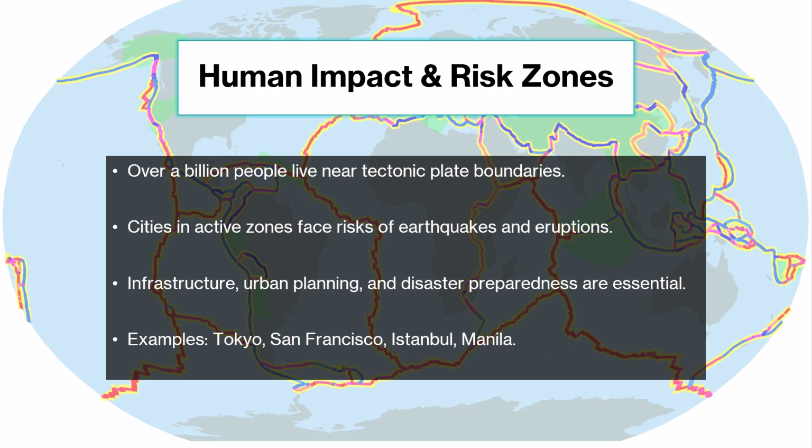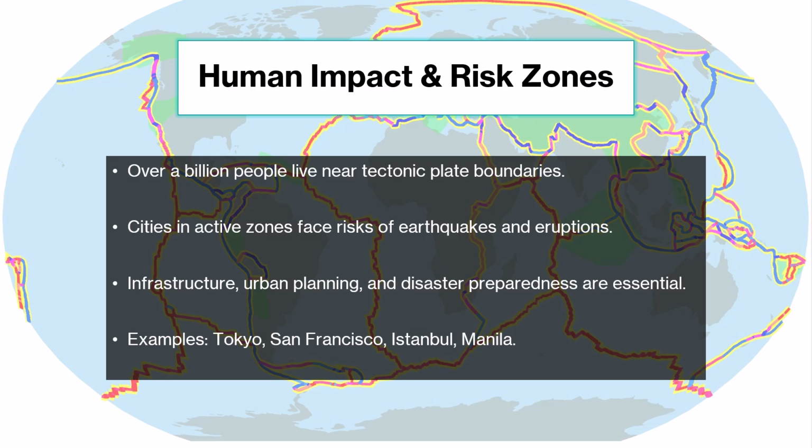Human impact and risk zones. Tectonic activity doesn't just shape the natural world, it directly affects human life. More than a billion people live near tectonic plate boundaries, placing them at a very high risk for earthquakes, volcanic eruptions, and tsunamis. Many of the world's largest cities, like Tokyo, San Francisco, Manila, and Istanbul, are located in these zones. Now, these regions face the constant challenge of balancing urban growth with disaster preparedness. Infrastructure must be designed to withstand seismic events, and emergency planning must be a part of everyday life.